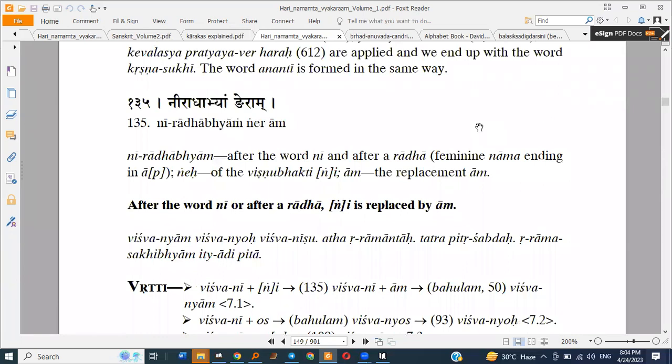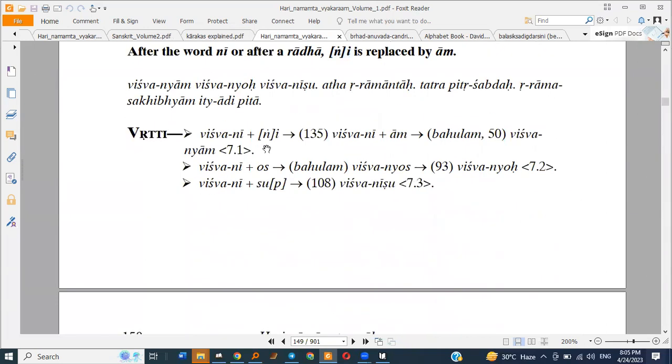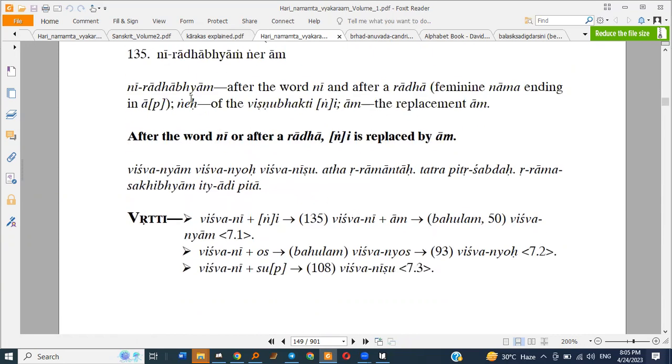Ni Radhabhyam Ne Ram. After the word ni, or after a Radha Shabda, which is a word ending with long a that will come ahead in the next section, this 7.1 ni is replaced by am. So for example, if you see here Vishwani plus ni, this ni is replaced by am, and then we do the sutra. So ahead this sutra will be required.